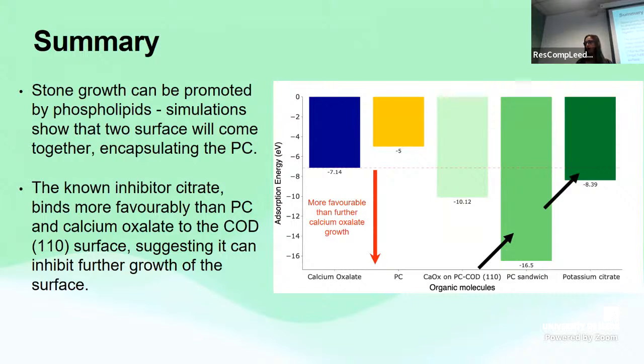So in summary, we found that the phosphocholine molecule can actually cause two crystals to agglomerate together. And actually we've shown that the potassium citrate is more favorable than the calcium oxalate, shown in blue here, binding to the COD surface, suggesting that it could actually be an inhibitor.